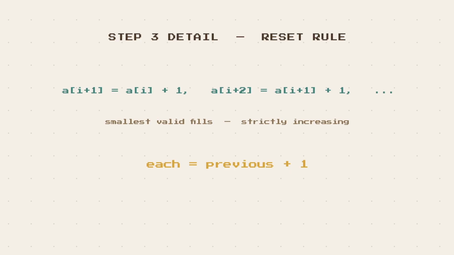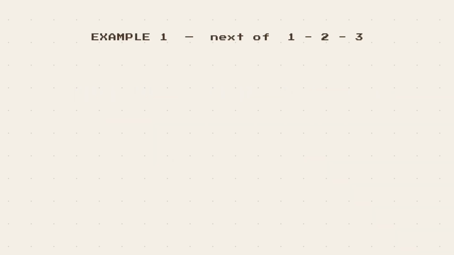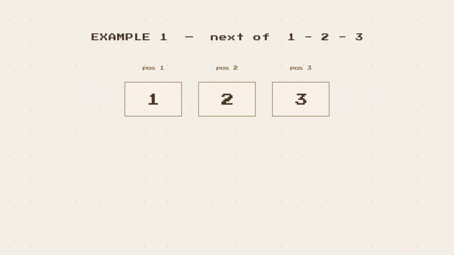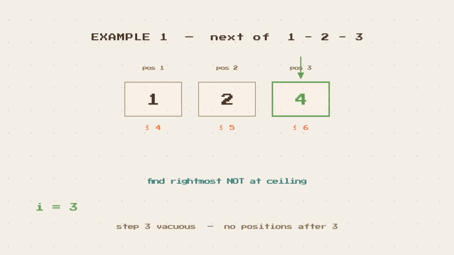Let's take a look at an example now. So let's say you have n equals 6 and r equals 3. Take the combination 1, 2, 3. Find the rightmost position not at the ceiling, which is position 3, which is at 3. The ceiling is 6, right? So it's not capped. Okay. So i equals 3. You bump it up. So A3 becomes 4, right? Now, step 3 is vacuous, right? Because there are no positions after 3. So it becomes 1, 2, 4.